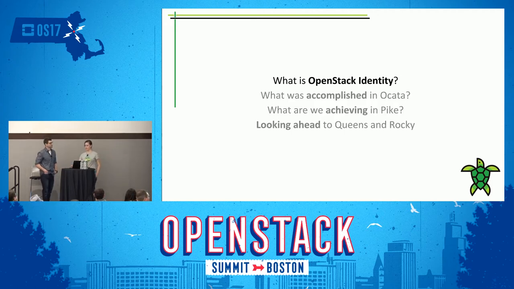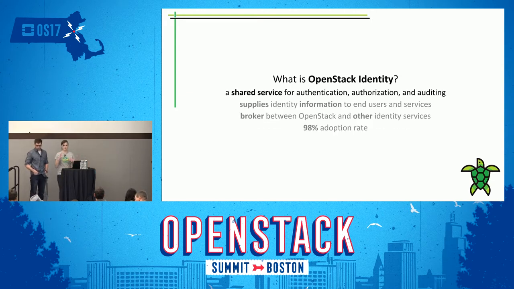All right, so if you're new to OpenStack and you're not sure what we're actually talking about when we say OpenStack Identity, I'll go over that really quickly. So the Keystone project is the shared service for authentication, authorization, and auditing. So it's the project that's responsible for users, making sure users are who they say they are, that they have permissions to do what they want to do, and for leaving an audit trail for security managers to review. It supplies identity information to end users and services, so it implements that auth layer so other projects don't have to deal with that. And acts as a broker between OpenStack and other identity services.